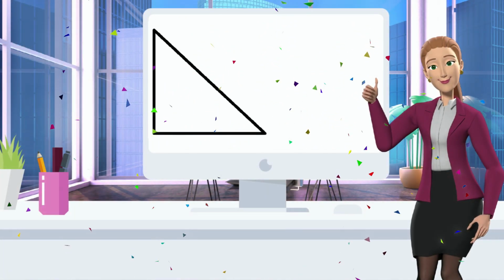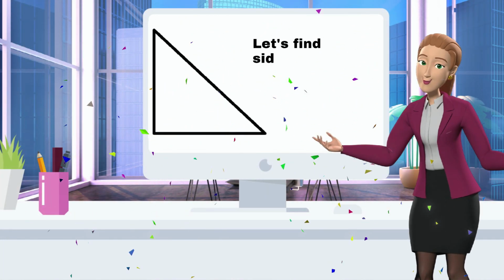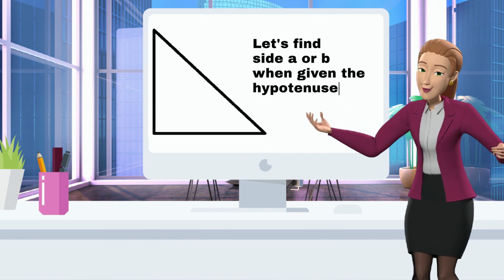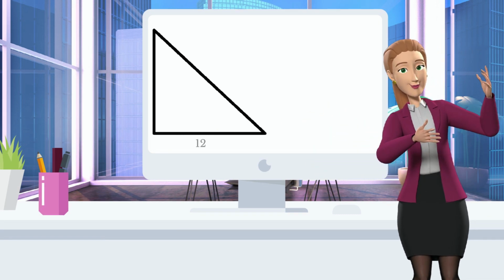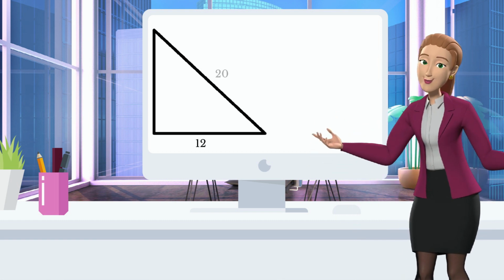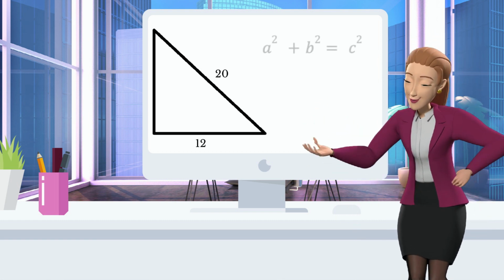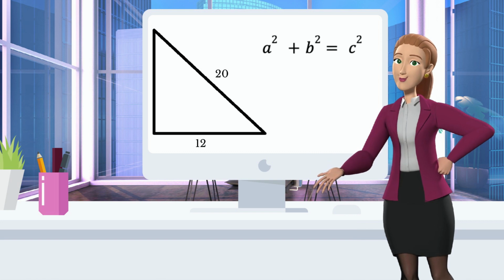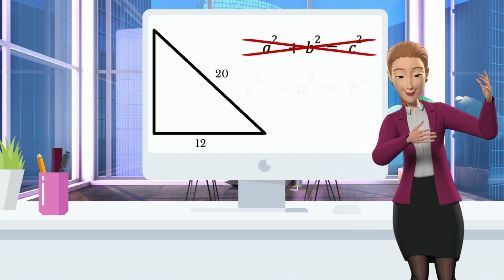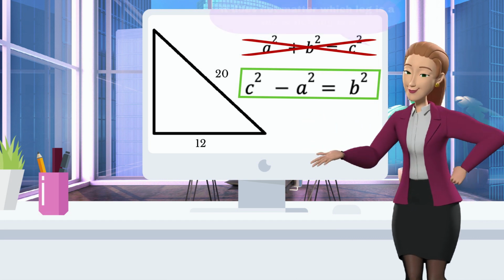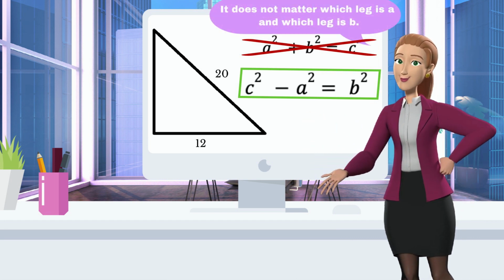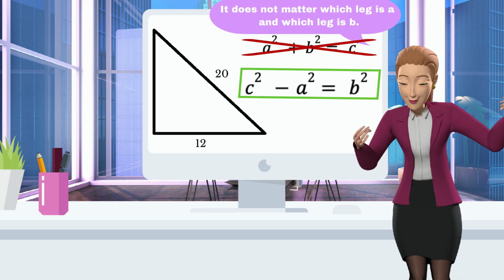Well done. Now let's look at finding side A or B when given the hypotenuse. Let's say we have a triangle where A measures 12 units and the hypotenuse measures 20 units. Instead of using a squared plus b squared equals c squared, we will use c squared minus a squared equals b squared. Don't forget that it doesn't matter which side is A and which side is B.